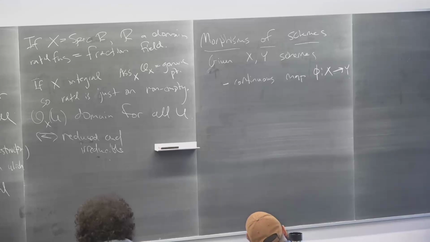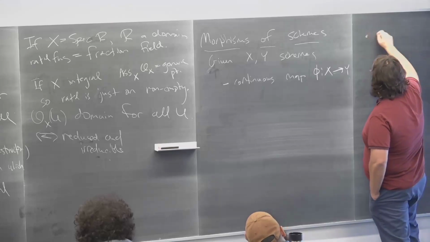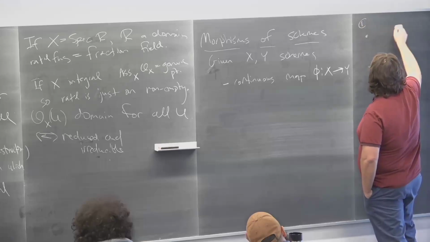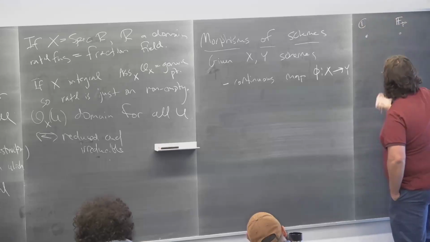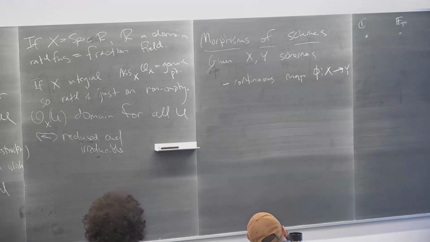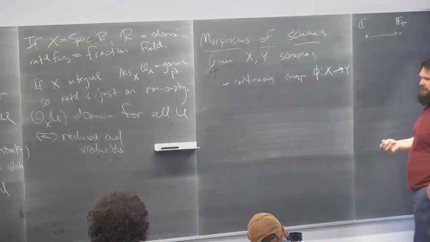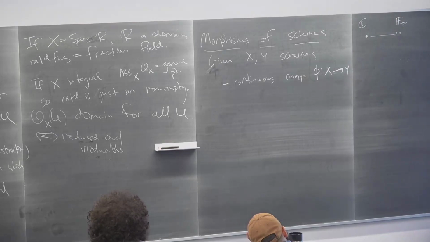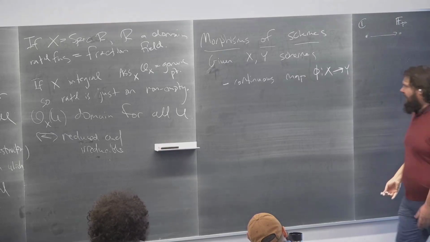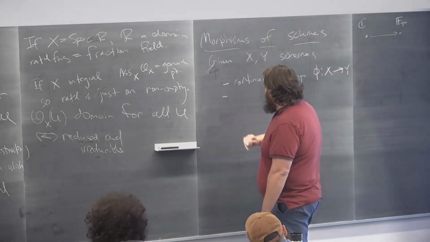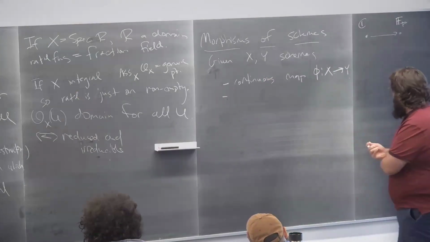It's worth thinking about the things that I definitely don't want to be morphisms of schemes. For example, I have two points. Here I have C, here I have F_p. There are no ring homomorphisms in either direction from C to F_p or from F_p to C. Now, obviously, there are perfectly good continuous maps between the underlying topological spaces. So I need some extra data to rule this out, and that should be some compatibility between the structure sheaves.